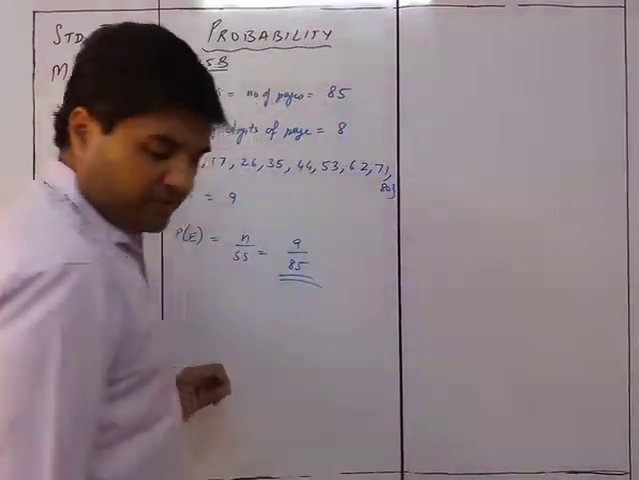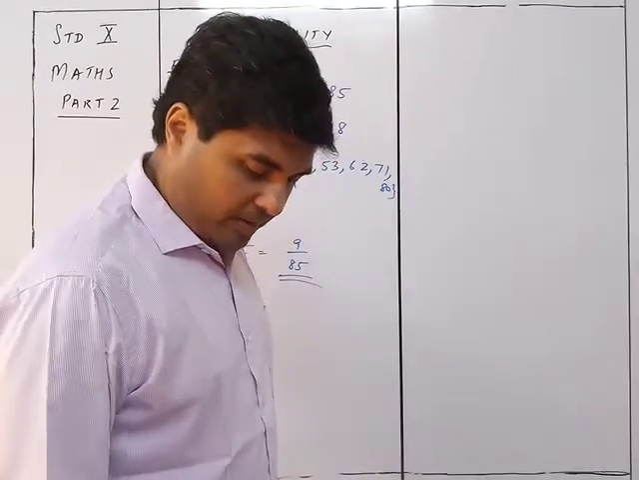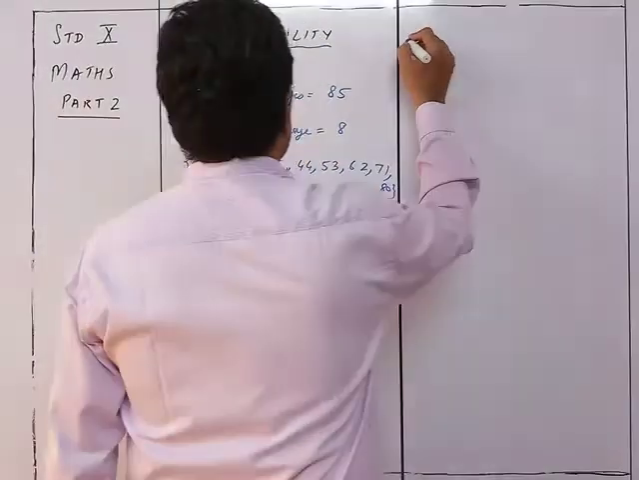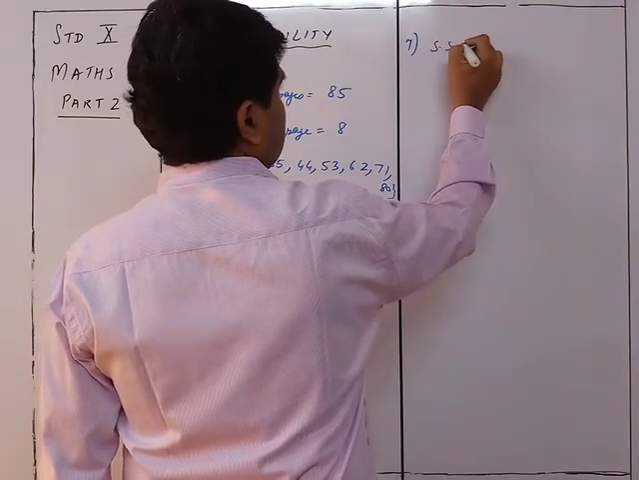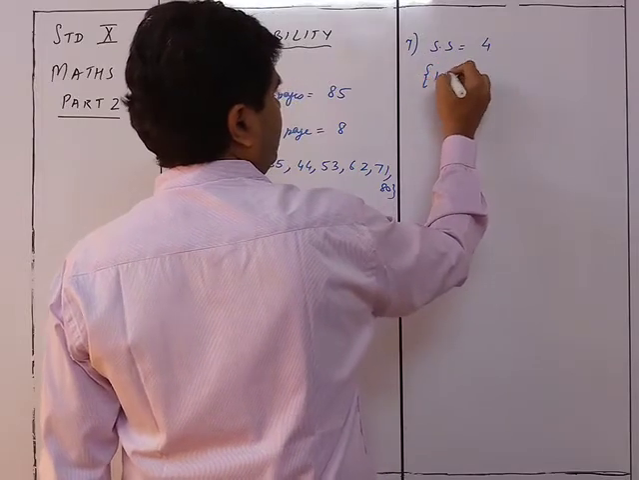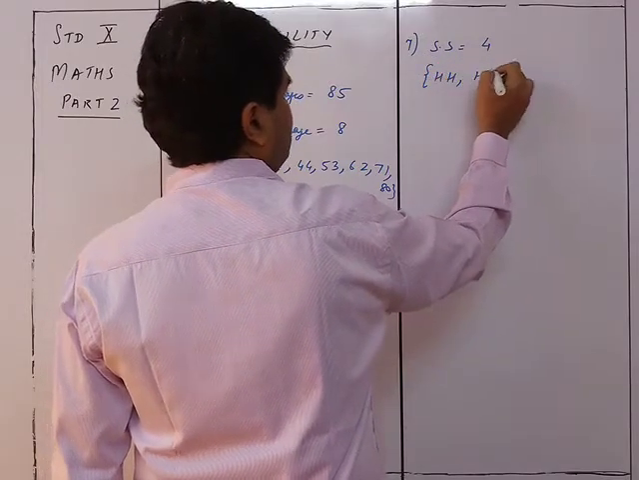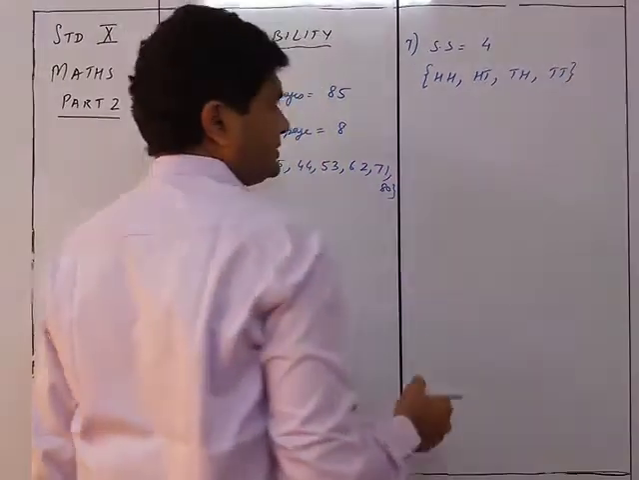So in sum number 7, you have two coins tossed. What is the probability? So first thing is the sample space will be equal to 4, because the outcomes are HH, HT, TH and TT. So these are the sample space, that is 4.